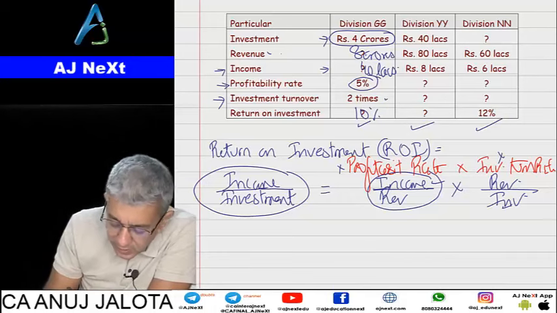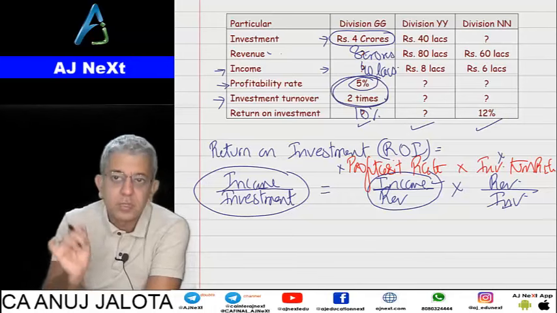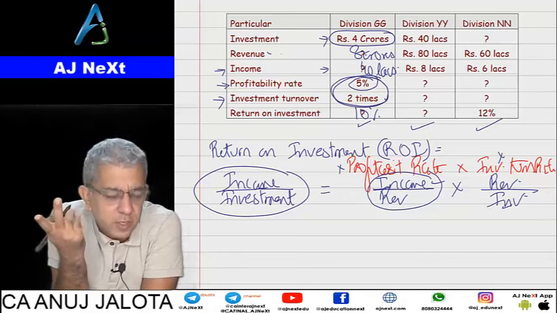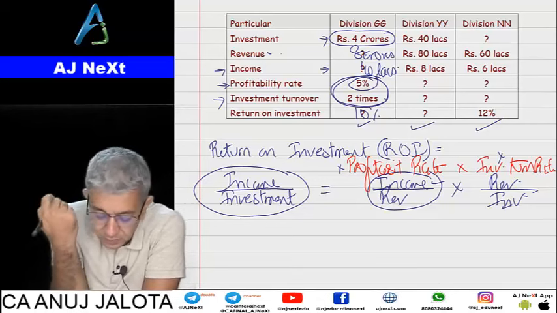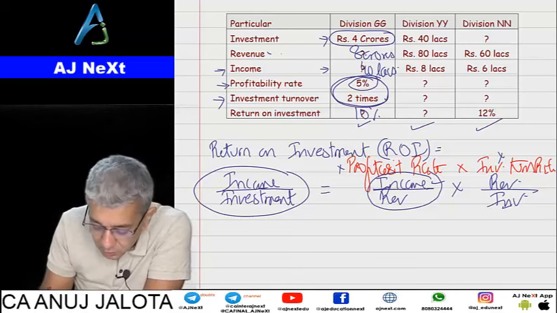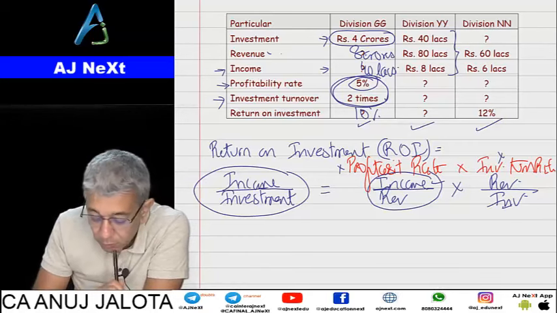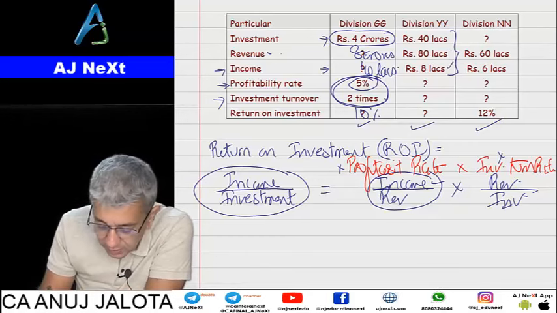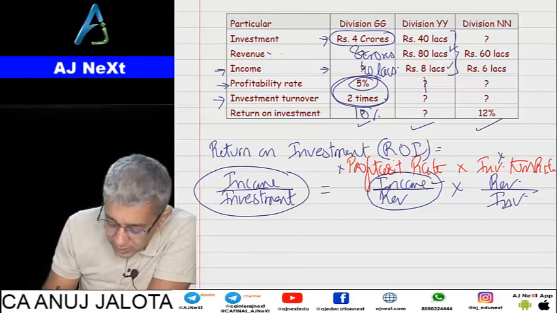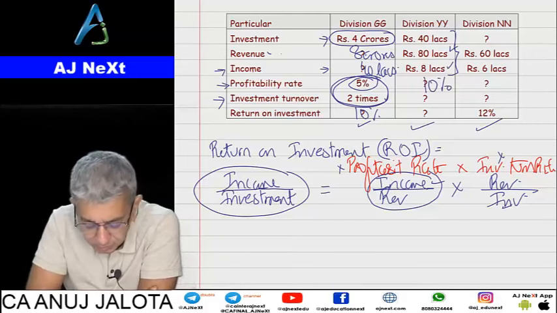This 10% you can get as a multiplication of these two numbers also, that is the profitability rate and the investment turnover rate. So not a problem. Further, now over here, this will be the simplest because this data is there with me. So let's compute the profitability rate first, that is income upon revenue. I think that should come to 10%.